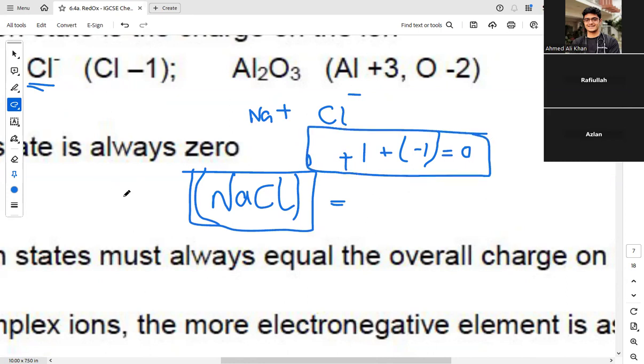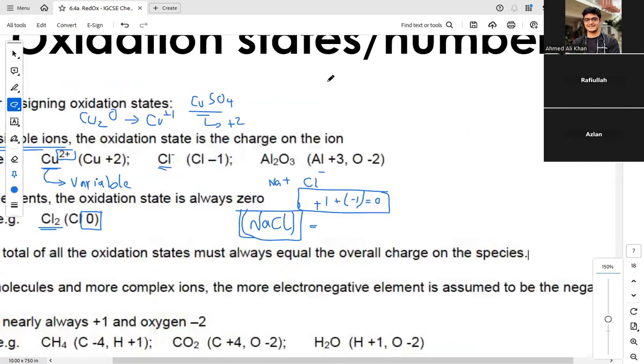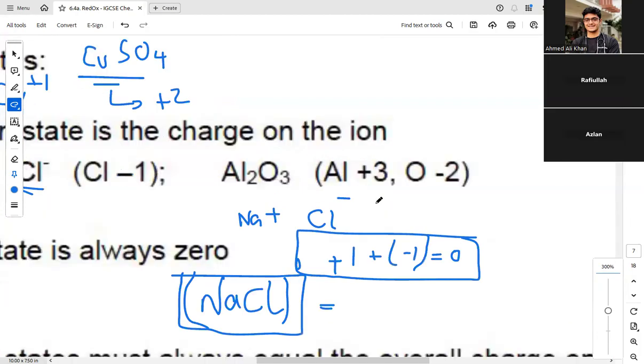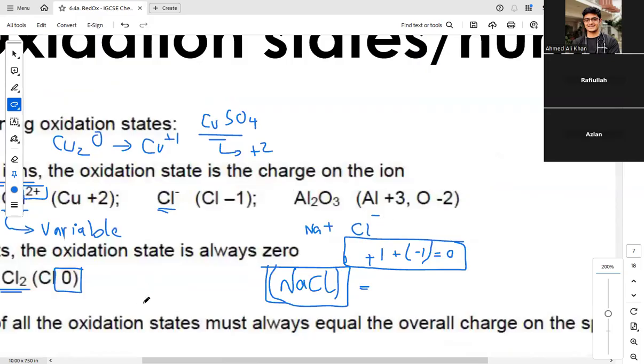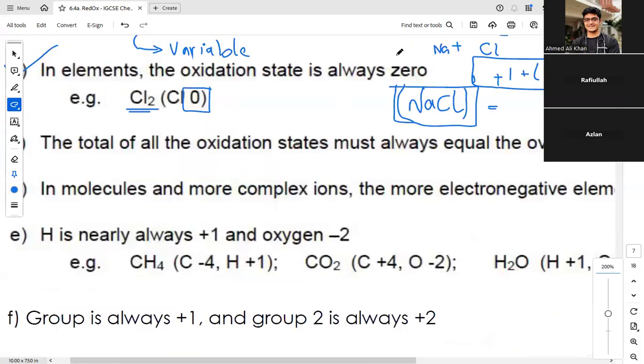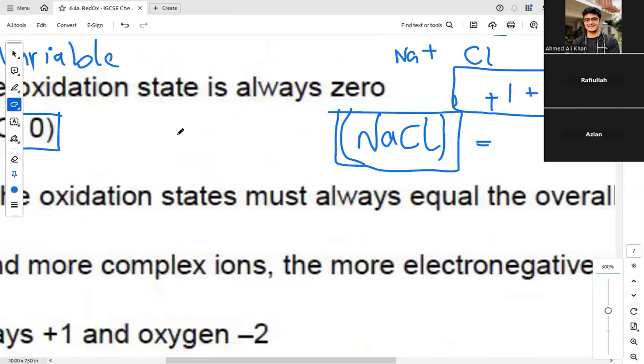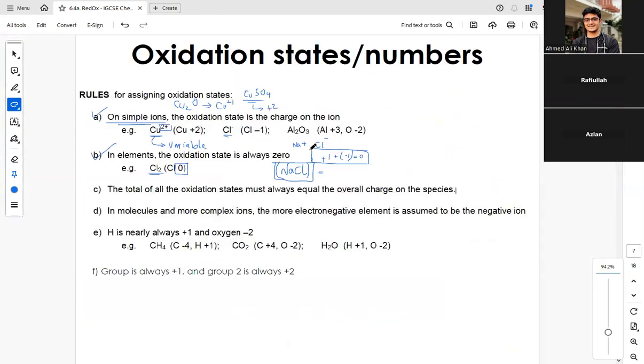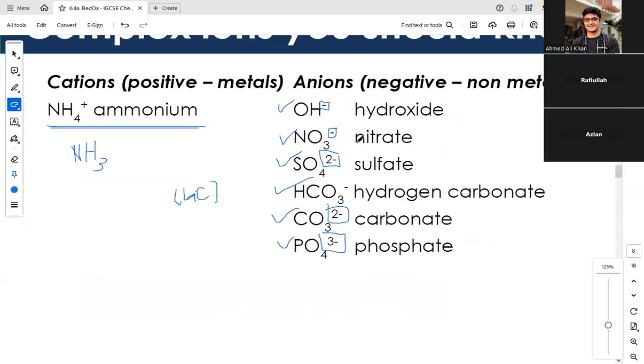Let's take another example. Yeah, so you can use this rule to calculate the oxidation states of atoms which are unknown. Okay, so for example, let's take another ion. Take यहाँ से एक ion लेते हैं. Yeah, so let's take this ion. For example, let's take nitrate.